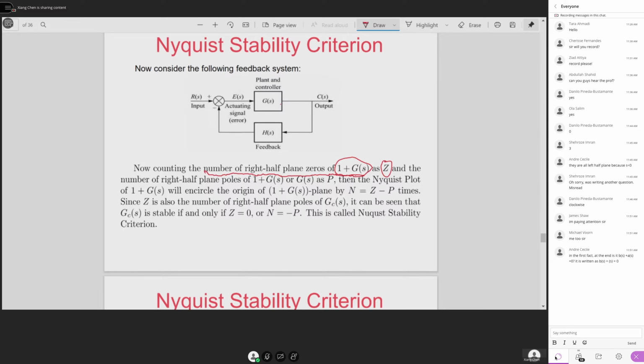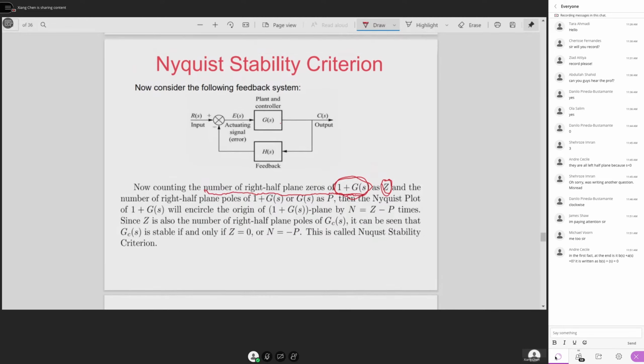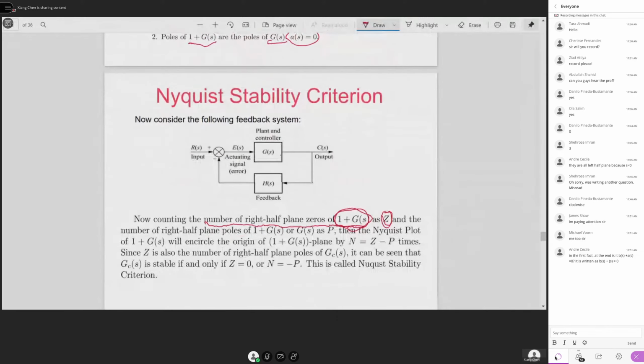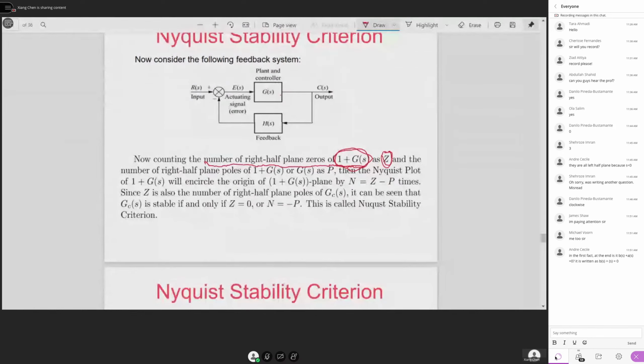Okay. Then if you can draw that, if you have this expression of 1 plus G of S, then of course you can count how many right half plane zeros there are in this transfer function. So we're going to indicate that as Z. I'm going to use the first factor here, because the zeros of 1 plus G of S are the poles of the closed loop system. So you want to count Z, the number of right half plane zeros of 1 plus G of S.